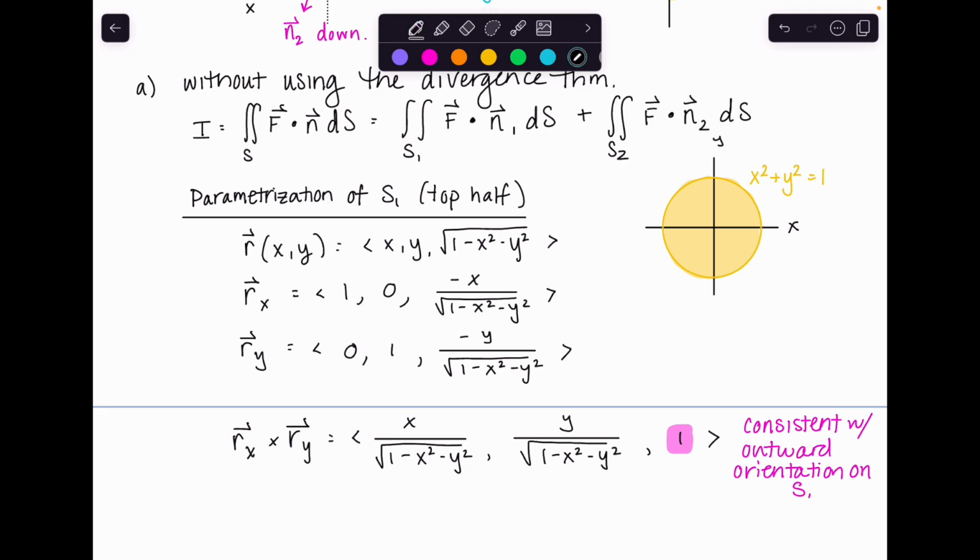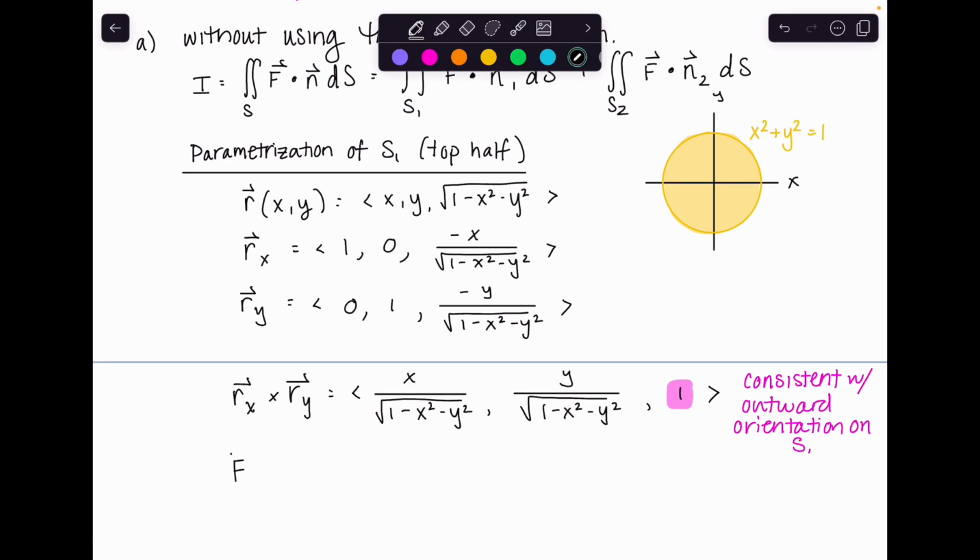Okay. Now what I need to do before I can take this dot product, so we're in this integral, is I've got to see what is the vector field on this particular surface. So I'm going to take f and evaluate it at this vector function. And so in this case, our vector field, just to refresh off to the side, is x, y, z. So here the x and y stay exactly the same, and my parameterization for z in that z component is the square root of 1 minus x squared minus y squared.